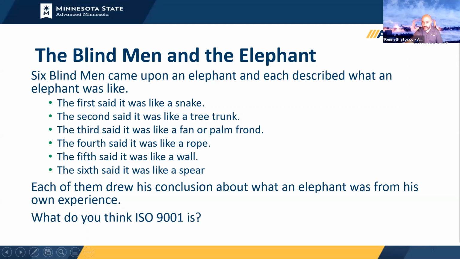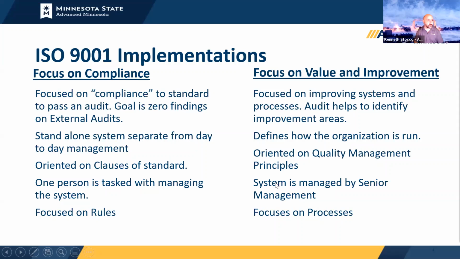What you think it is is going to be based a lot on how the ISO 9001 system was developed. And there are really 2 ways to develop it. You could focus on compliance, or you could focus on value and improvement. If I'm focusing on compliance, I'm trying to pass an audit, so my goal is 0 findings on external audits. If I'm focused on improving systems and processes, the audit helps us to identify improvement areas.